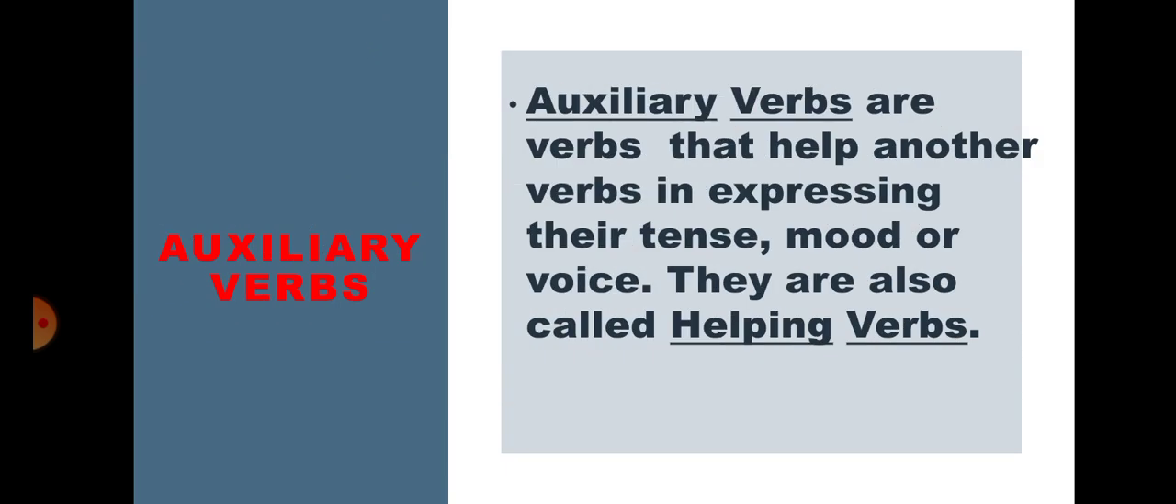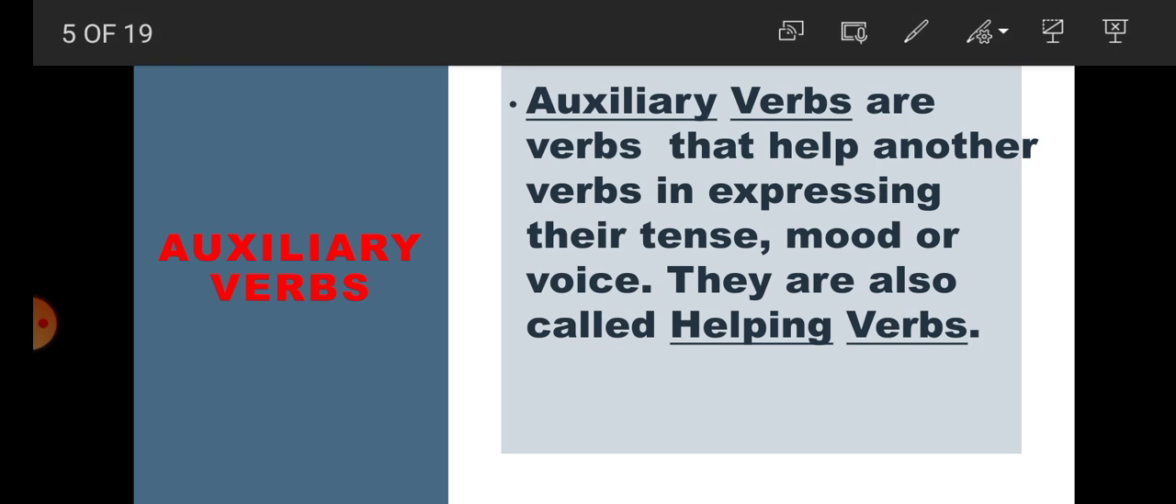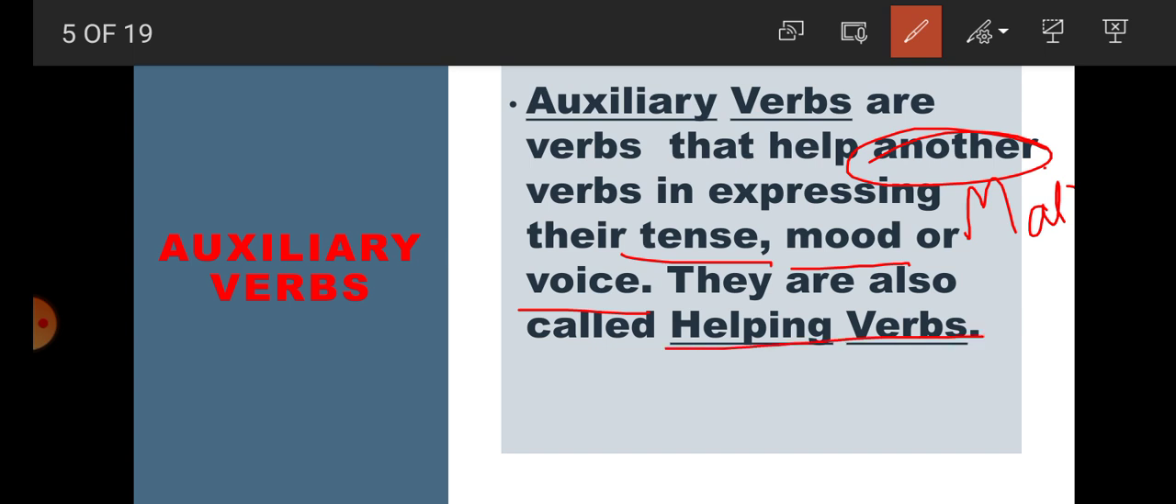Now next one is, student, auxiliary verb. First one is lexical verb and the second kind of verb is auxiliary verb. So what is auxiliary verb? Auxiliary verbs are the verbs that help another verb in expressing their tense, mood or voice. What is another verb, student? Main verb. Auxiliary verbs are verbs that help main verbs in expressing their tense, mood or voice. That's why student they are also called helping verbs.